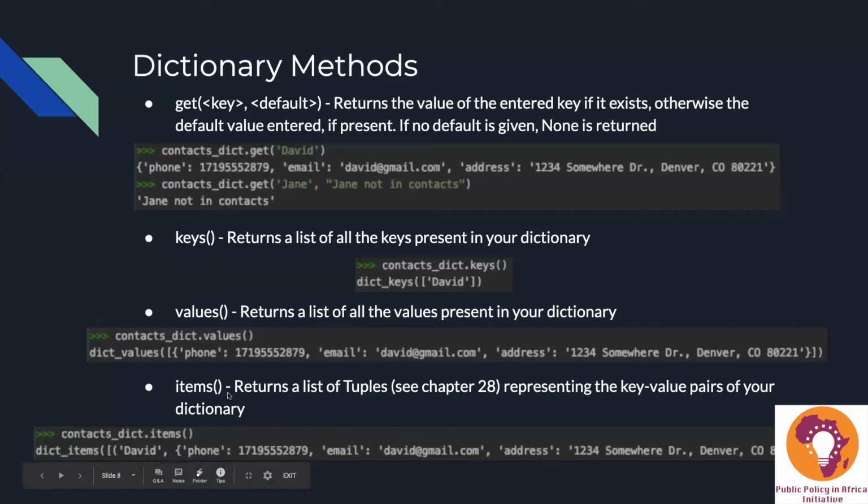So then there's the items method. Items returns a list of tuples. If you're interested in reading about tuples, see chapter 28.